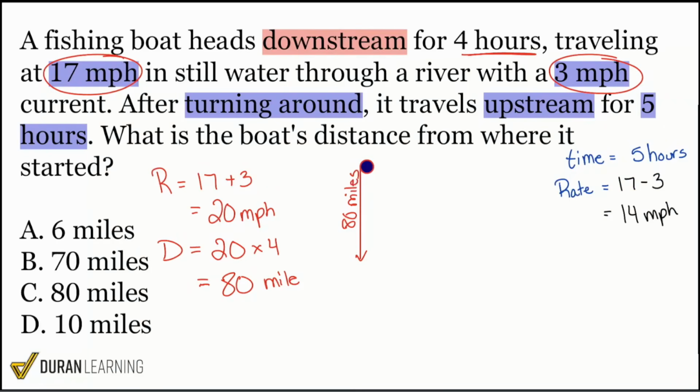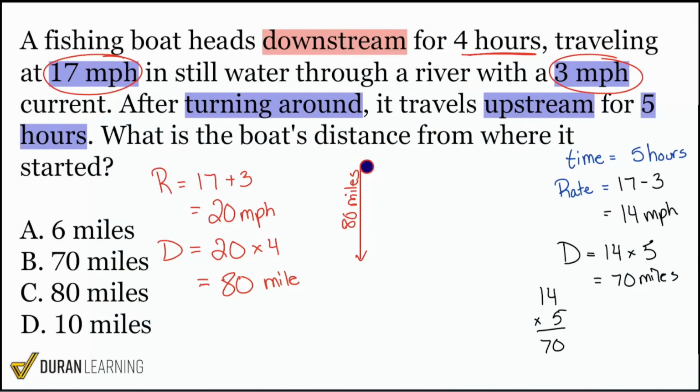From here, we have everything we need to find that distance. Distance equals my rate, 14 miles per hour, multiplied by time, which is 5 hours. Once we do that, 14 multiplied by 5, that's going to give us 70. So it's going to be 70 miles. So here's where we need to be careful. Is the answer 80? Is it 70? It's going to be neither.